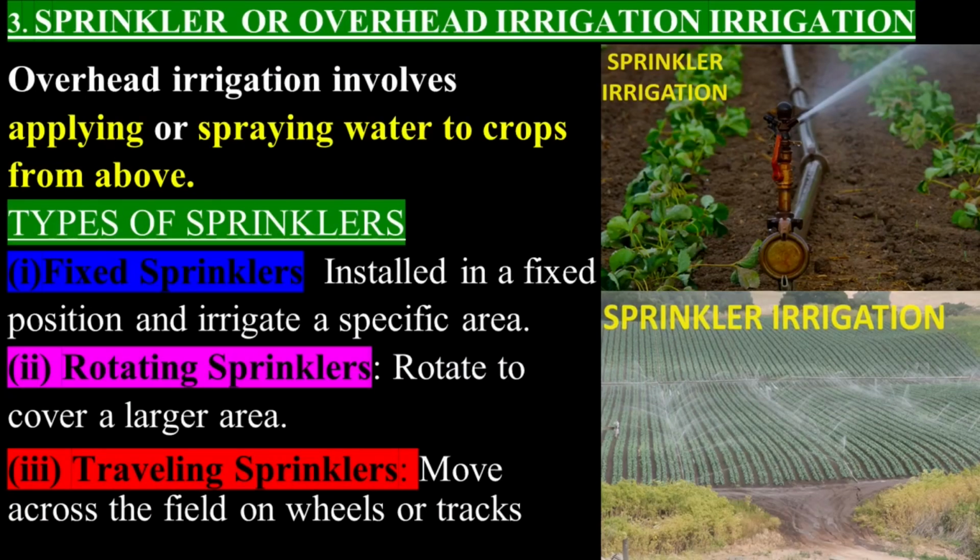Overhead irrigation or sprinkler irrigation. Overhead irrigation involves applying or spraying water to crops from above. This can be done using various types of sprinklers or watering cans.